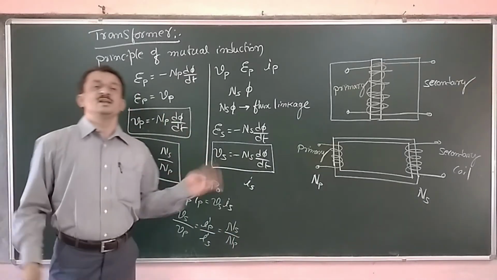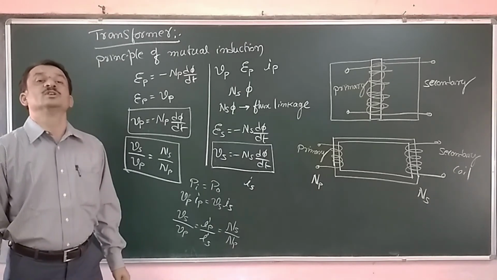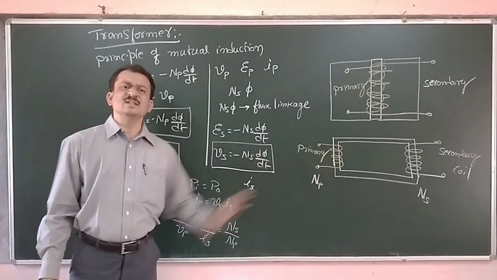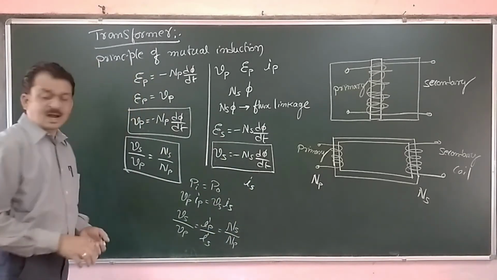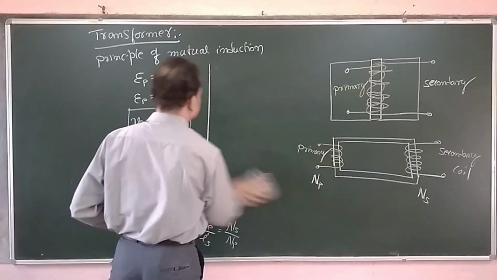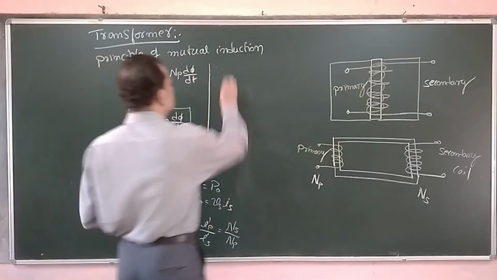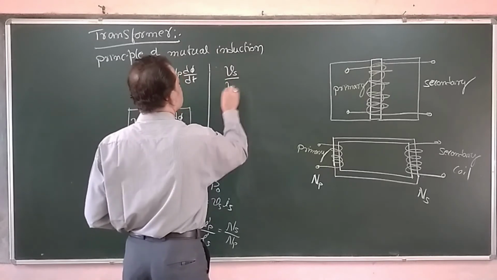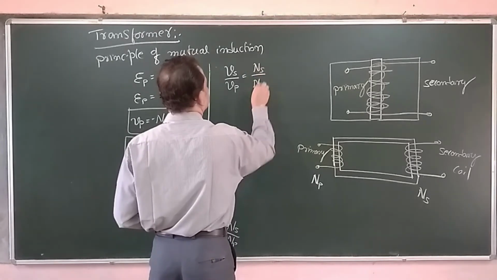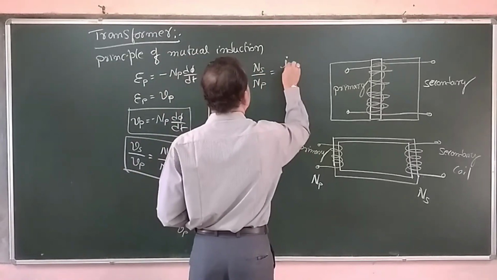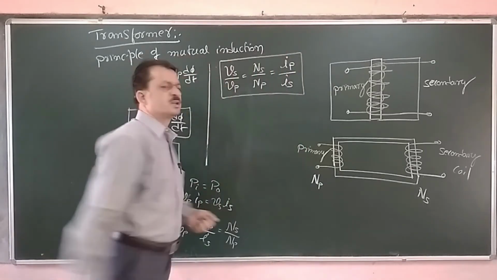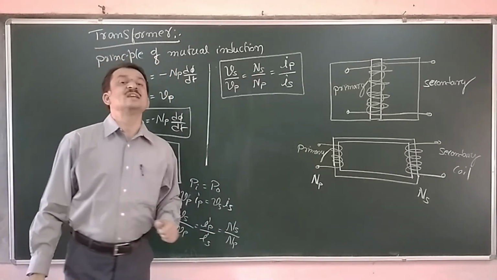That means the current is inversely proportional to the number of turns. If the turns is more, current is less. If the turns is less, the current is more. So therefore, we have an important relation among them: output voltage divided by the input voltage is equal to number of turns in the secondary divided by the number of turns in the primary. That is equal to current flowing through the primary divided by current flowing through the secondary. This is a very, very important relation for the case of an ideal transformer.